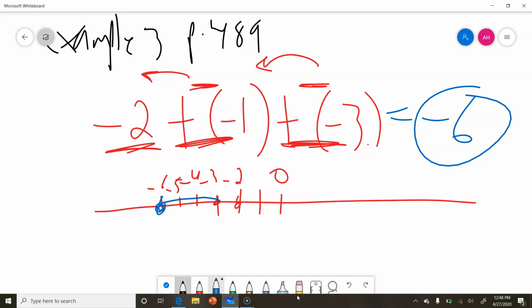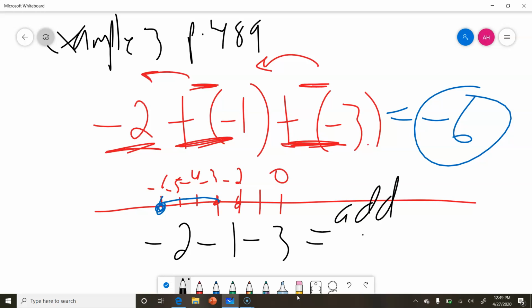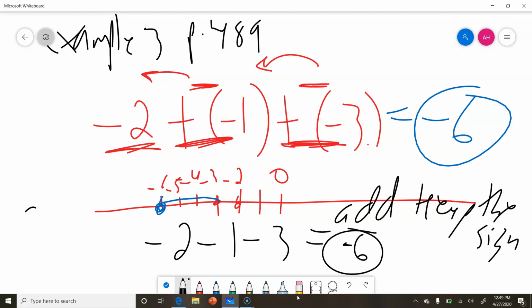Same thing, the way I was taught, I would have done negative 2 minus 1 minus 3. What do you do when you have that? You just add them all together, which is 6, and then you keep the sign. And what is the sign of all of them? Negative. So the answer, again, negative 6. I would have done 2 plus 1 plus 3, which is 6, and then keep the negative sign. So you can do either way. Does not matter to me. That's how we do simple adding, and that's how you use the number line, okay?